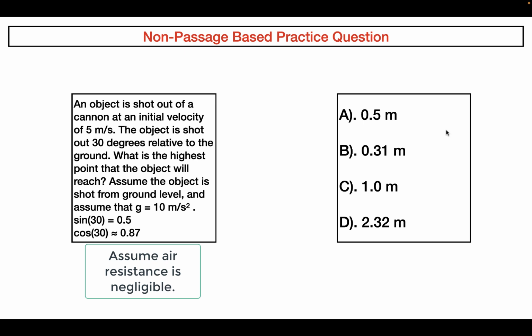So an object is shot out of a cannon at an initial velocity of 5 meters per second. The launch angle is 30 degrees. What is the highest point that the object will reach? Assume the object is shot from ground level and assume that g is equal to 10 meters per second squared, that sine of 30 is equal to 0.5, and that cosine of 30 is equal to 0.87.